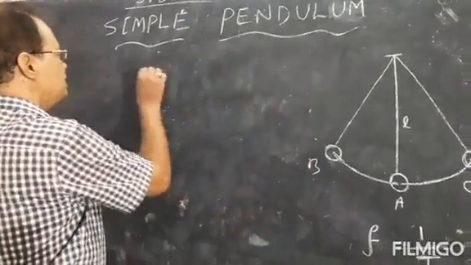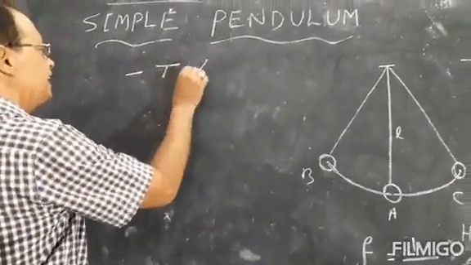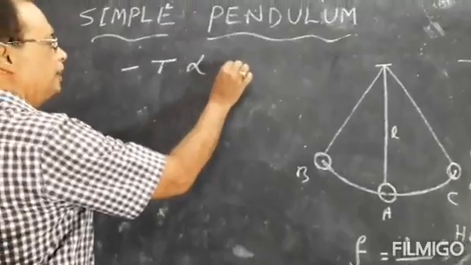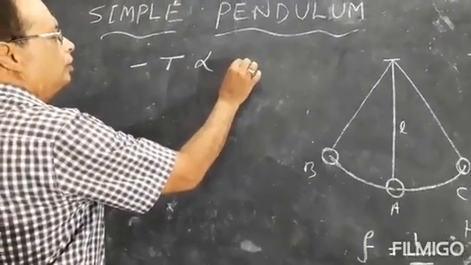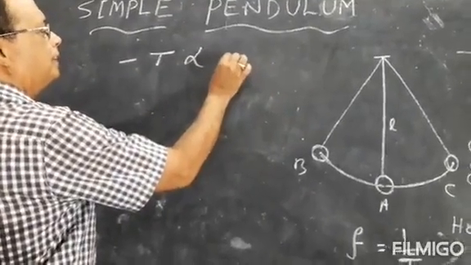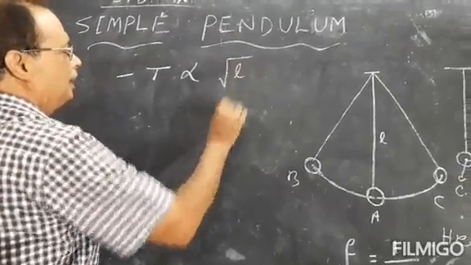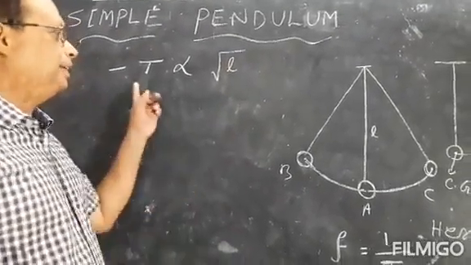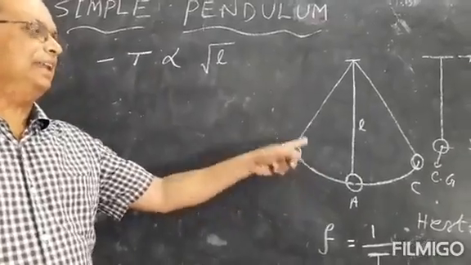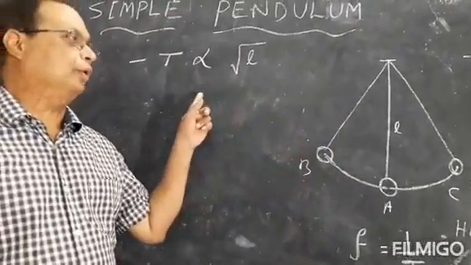The first one is that time period is directly proportional to the square root of the length of the pendulum. Time period is directly proportional to length. If the length is more, time period will be more.